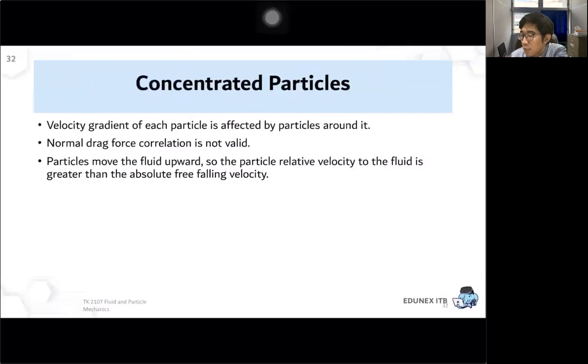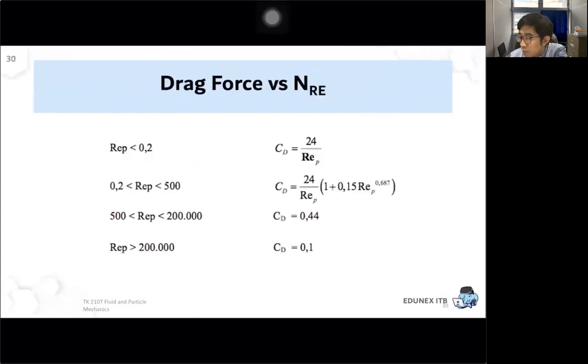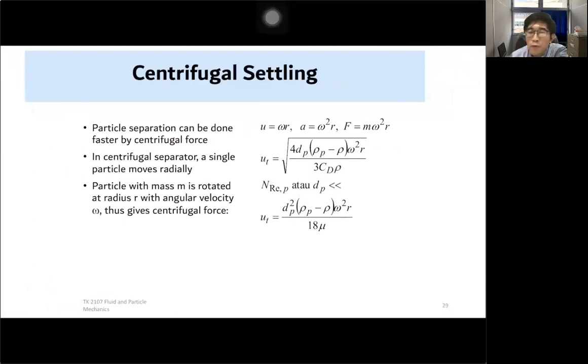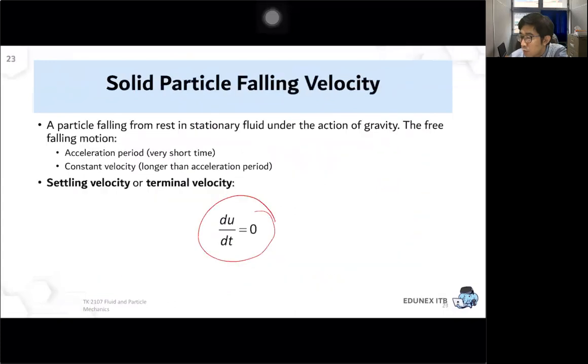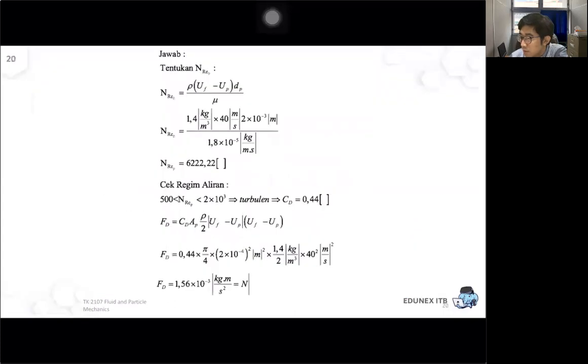Okay, the equation that we have learned so far is only for the single particle. What does it mean when we try to derive this equation? This one.